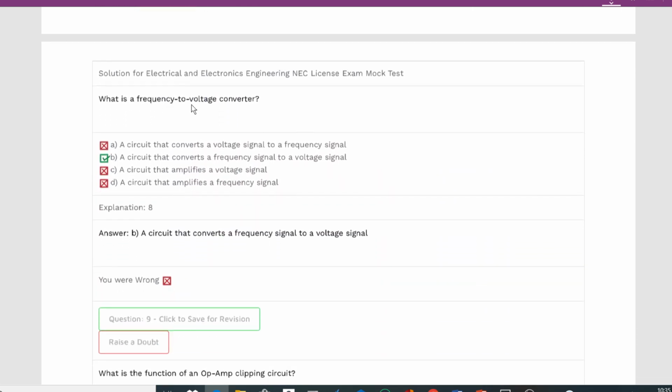Now what is a frequency to voltage converter? Here we have option A, a circuit that converts a voltage signal to a frequency signal. Option B, a circuit that converts a frequency signal to a voltage signal. Option C, a circuit that amplifies a voltage signal. Option D, a circuit that amplifies a frequency signal. So here the correct option is option B, a circuit that converts a frequency signal to a voltage signal.